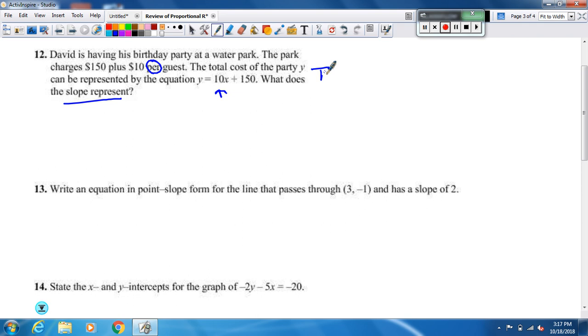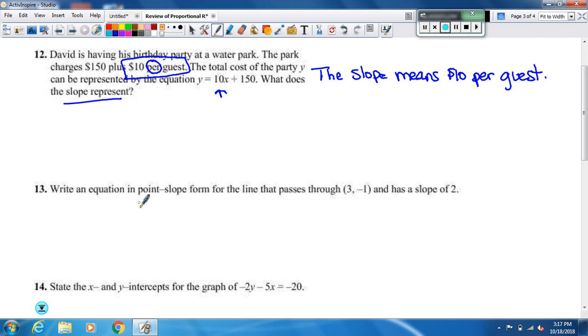Okay, the slope represents, well, that word per, each, and every indicate that the number in front of there is the slope. So once you find that in your word problem, they're actually giving you the answer. So the slope means $10 per guest. And that one is finished.